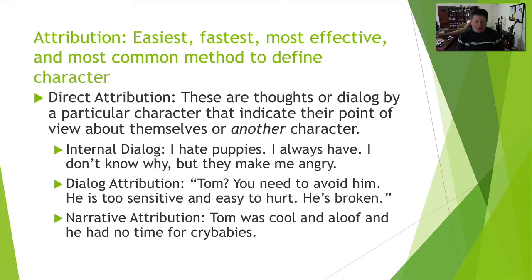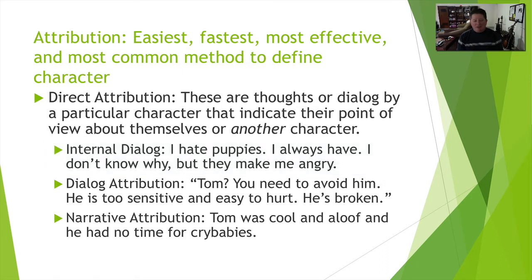So let's talk about attribution, and this is really the easiest method of doing it, and this is when a character either says something about themselves or another character, which then helps you define the characteristics of that second character. So for example, you can do internal dialogue. That's pretty popular. If somebody told you that they hated puppies and they make you angry, it gives you a really good image really quickly of what that person is like.